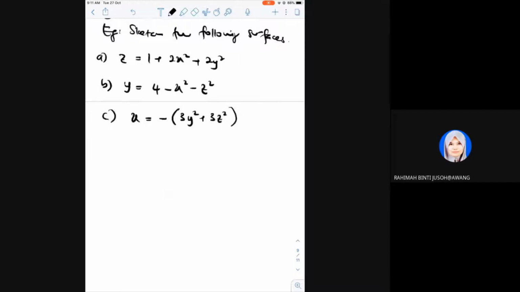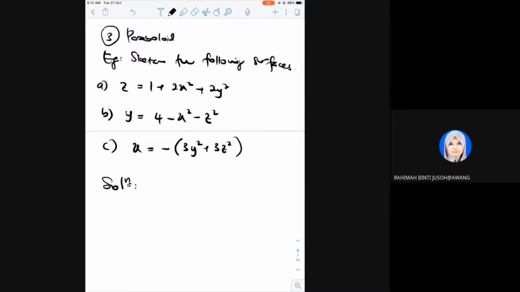Okay, solution. Okay, before that. Okay, my first question. If you look at the equation, what's the difference between this equation and cylinder tadi? What's the difference between this equation and equation of cylinders? All variables given. Yes, all variables given. Okay, beza dia dengan cylinder and parabolic cylinder adalah dalam equation paraboloid ni, all variables are given. Okay, we have all variables. Z ada, X ada, Y ada. Okay. Now, let us solve one by one. Question number A.